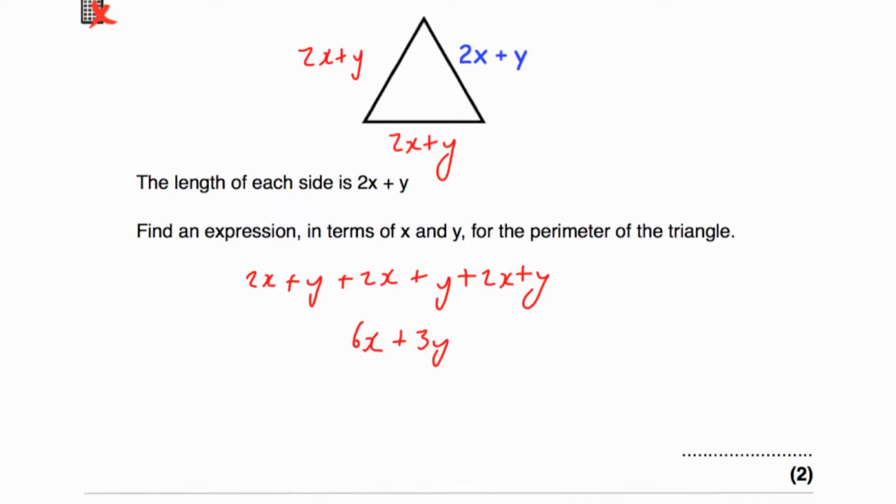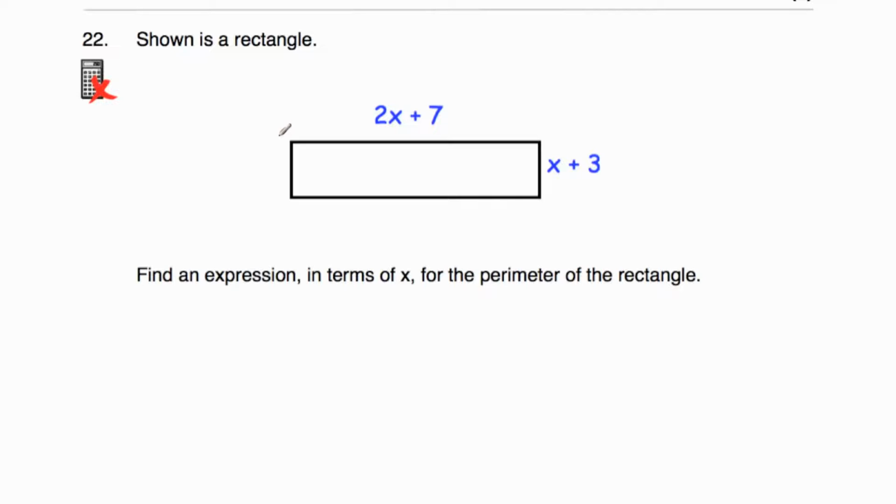Okay, question number 22. Question number 22 says shown is a rectangle. So we've got a rectangle and we've been asked to find an expression in terms of x for the perimeter of the rectangle. So this is our rectangle. We want to find the perimeter, so that's the distance around the outside. So let's find all the distances around the outside. So we've got our top, which is 2x plus 7. If the length of the top of the rectangle is 2x plus 7, that means the length of the bottom of the rectangle will be 2x plus 7, because the opposite sides of a rectangle have equal length. And then likewise, if the right hand side is x plus 3, the left hand side would be x plus 3. Now we want to find the perimeter, so let's add up all the distances around the outside of the rectangle.